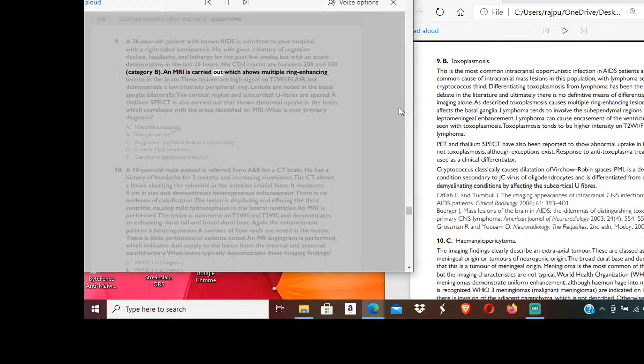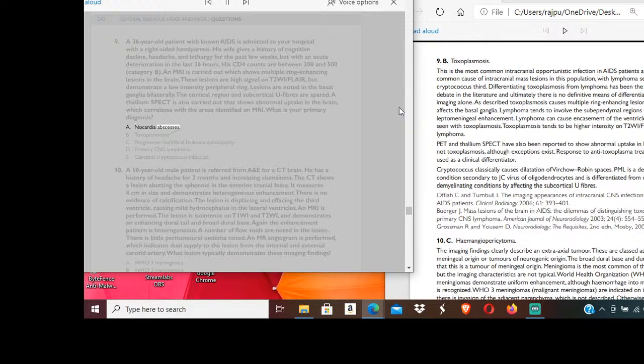An MRI is carried out which shows multiple ring-enhancing lesions in the brain. These lesions are high signal on T2WI/FLAIR, but demonstrate a low-intensity peripheral ring. Lesions are noted in the basal ganglia bilaterally. The cortical region and subcortical U-fibers are spared. A thallium SPECT is also carried out that shows abnormal uptake in the brain, which correlates with the areas identified on MRI. What is your primary diagnosis?